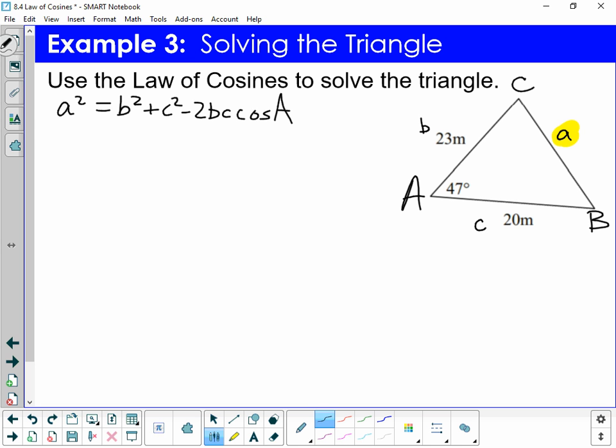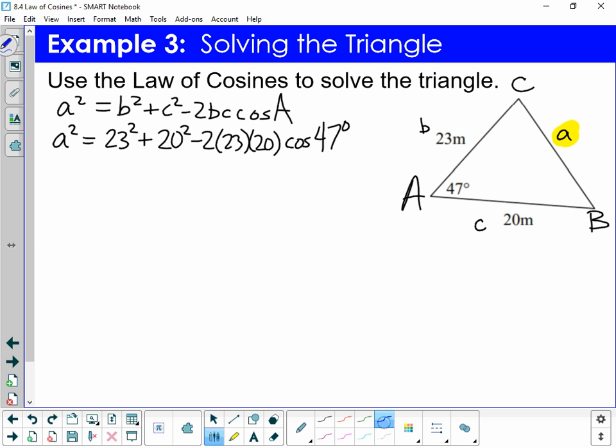And on your test, you will have a formula sheet. I'm not going to test your memory. I'm going to test if you know how to use the formula. And if I fill in the quantities, I don't know A, that's what I'm trying to find. B is 23. C is 20. And we'll put that 23 in and that 20 in for B and C again. And it's the cosine of angle A, which in my triangle is 47 degrees.